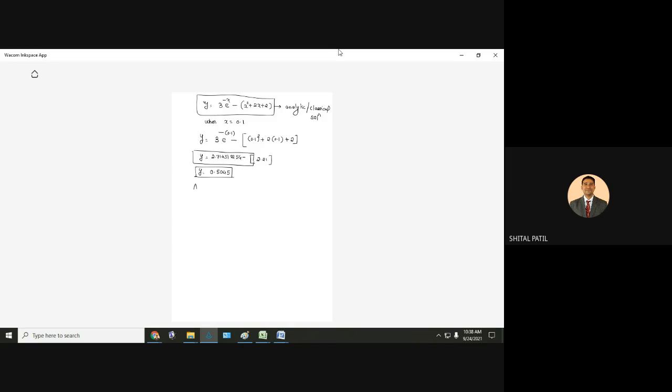So the answers are x equal to 0.1, y equal to 1.1 by Euler, y equal to 1 point. What was the answer by modified Euler? 1057. Modified Euler. Okay, and y equal to 0.5045 by exact answer.